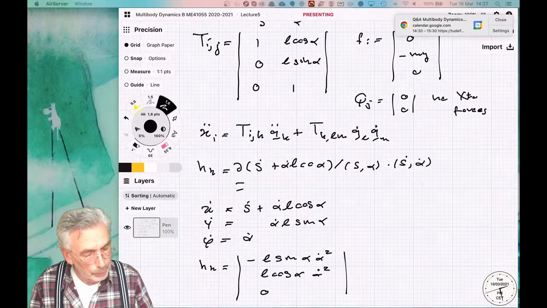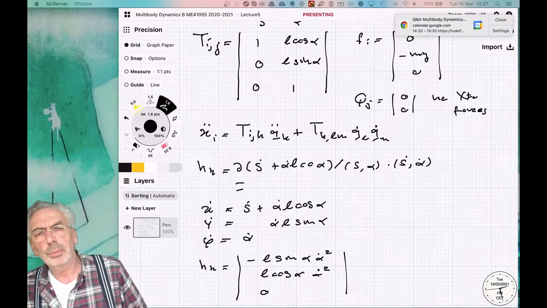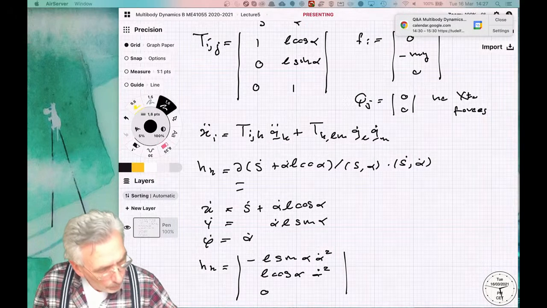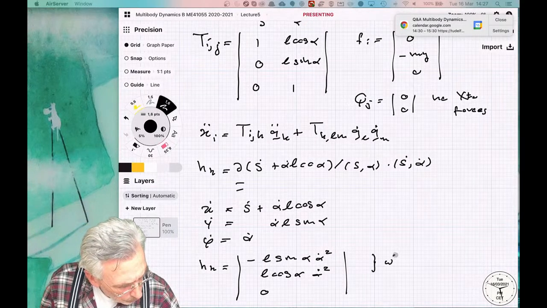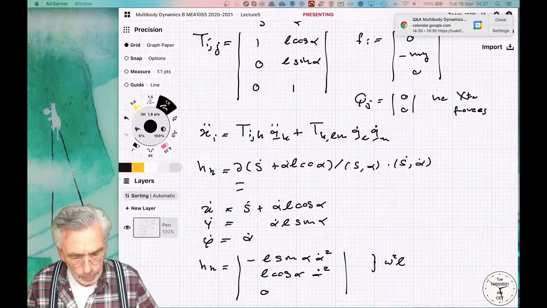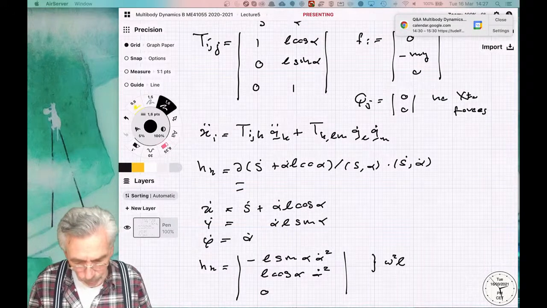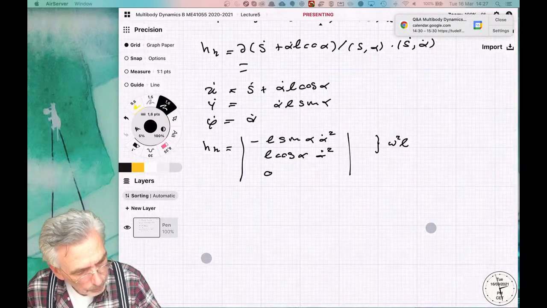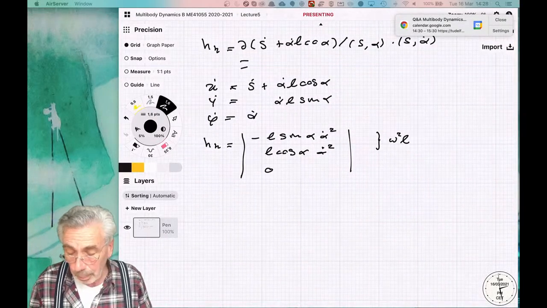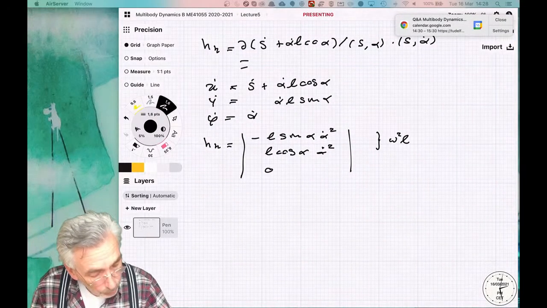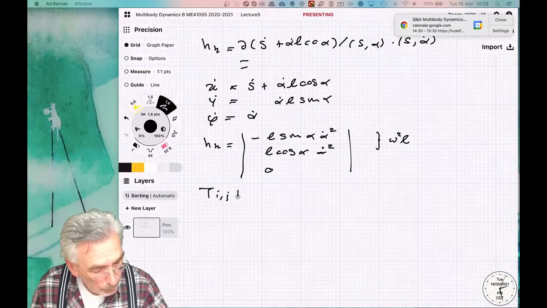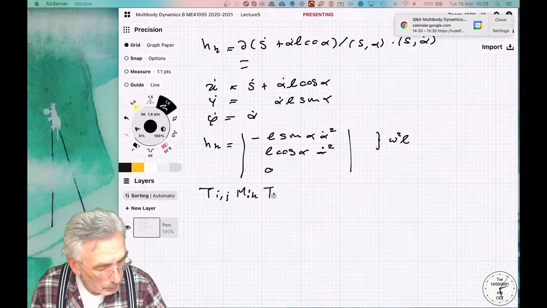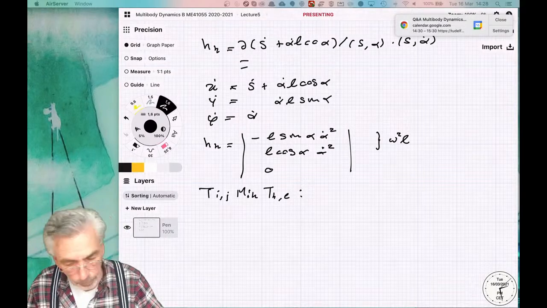So these are the convective terms. And a very smart mouse already sees, oh, it looks a little bit like omega squared L, like centrifugal acceleration. Anyway, we will see that in a second. Now everything is in place, actually. So the first step we can do, this T_ij, M_ik, T_kl, we can form.